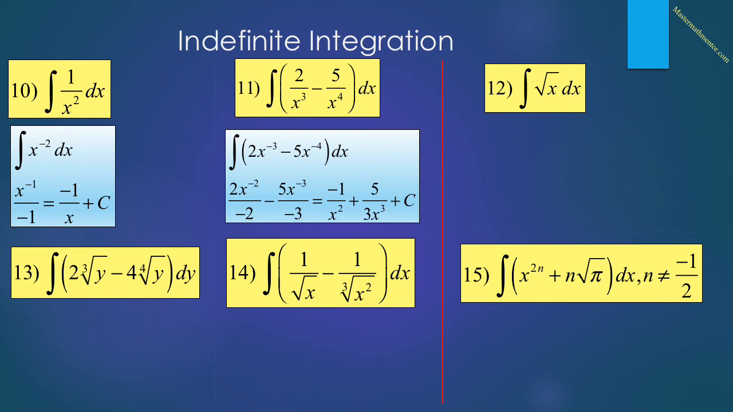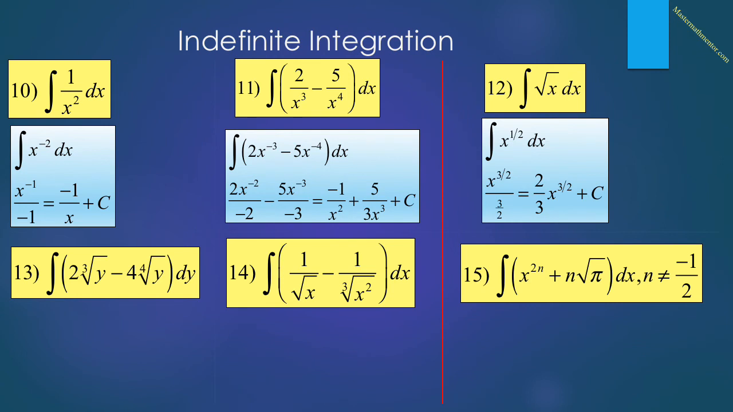In number 11, we must integrate 2 over x cubed minus 5 over x fourth dx. So first, we bring the powers upstairs and write this as the integral of 2x to the negative 3 minus 5x to the negative 4 dx. So this becomes 2x to the negative 2 over negative 2 minus 5x to the negative 3 over negative 3. It's very easy to make mistakes with negative signs here, so be careful. This becomes negative 1 over x squared plus 5 over 3x to the third plus c.